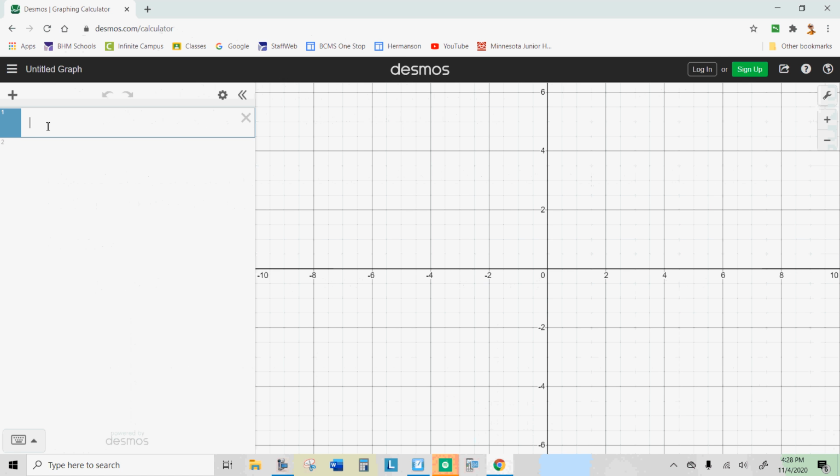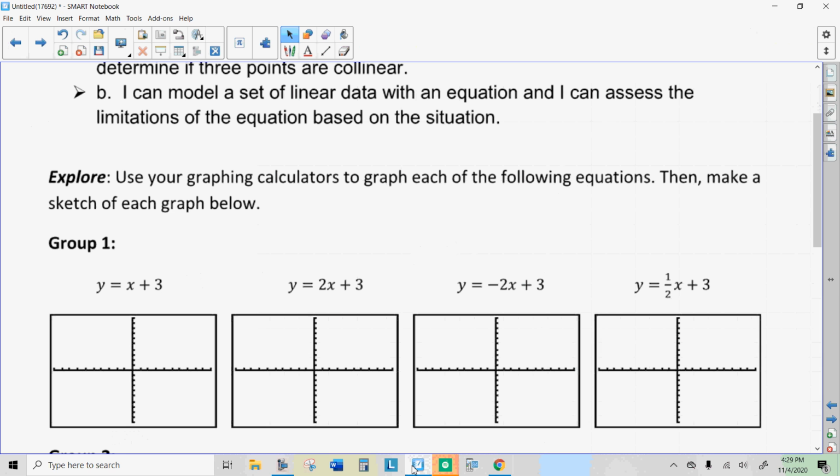So if we use our Desmos for the first one, you're just going to type in y equals x plus 3, and it'll show you the graph. Now notice there's a couple points on here, right there and right there, that you want to accurately depict. If you touch those on your graph, if you have a touch screen, or hover over them with your mouse and click on them, then you can find out exactly where they are. So I have a point at -3, 0 and a point at 0, 3. I want to make sure that I get those 2 points fairly accurate when I make my little sketch. All right, so there's my first sketch.